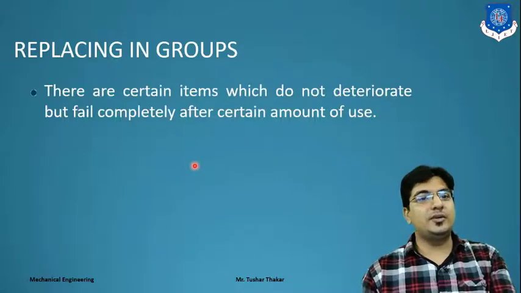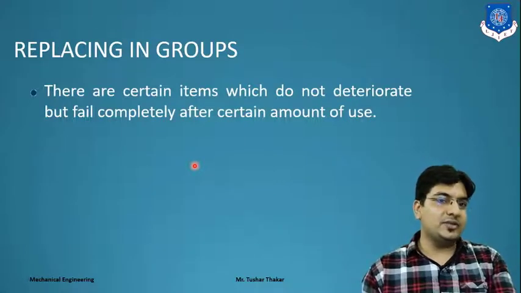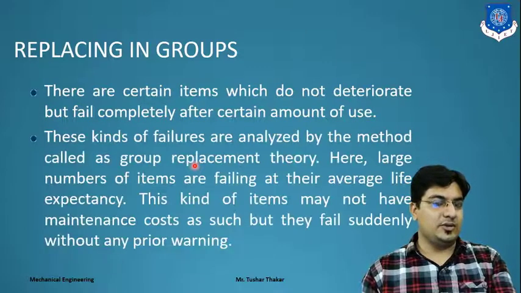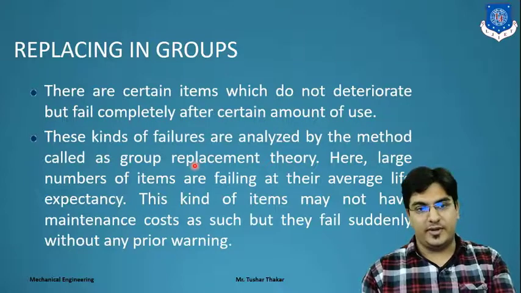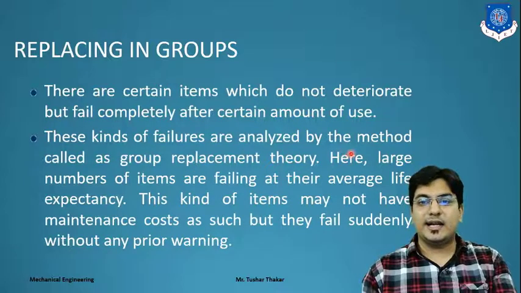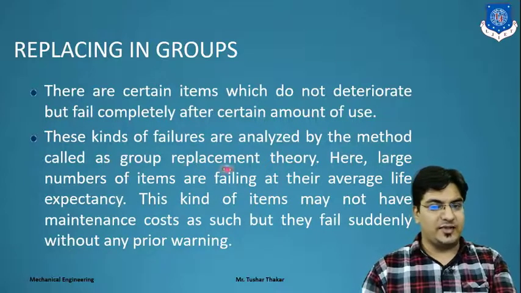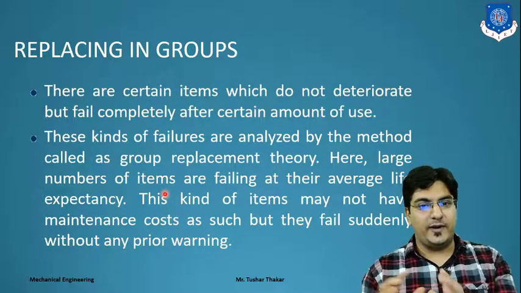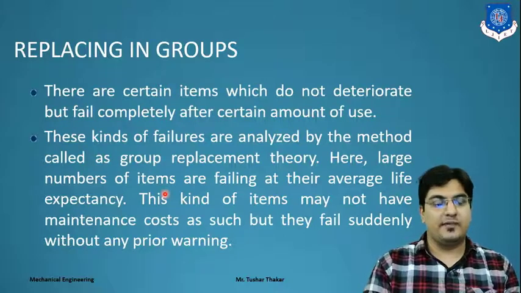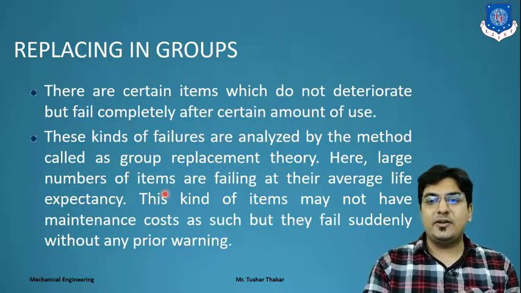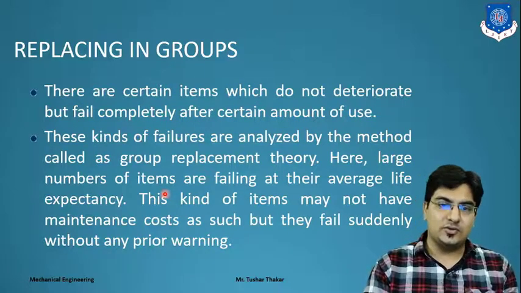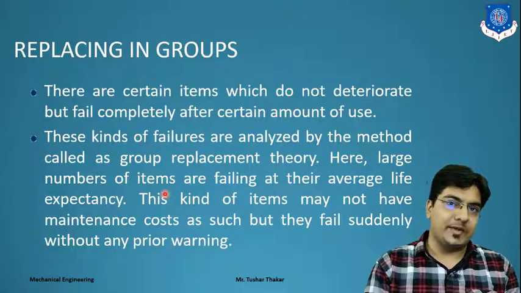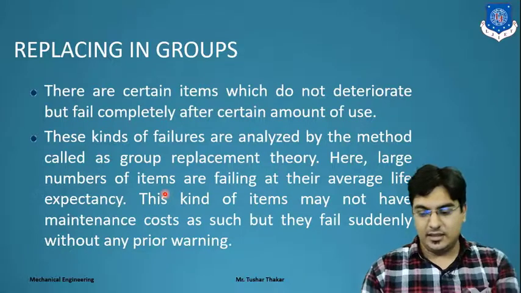So why are we replacing in a group? There are certain items that completely fail after a certain amount of use, they will either fail or not fail. This kind of failure is analyzed by the method called group replacement theory. Hence, a large number of items fail at their average life expectancy, and these items may not have a maintenance cost as such, but they fail suddenly without any prior warning. We have to replace in a group in such cases, right?